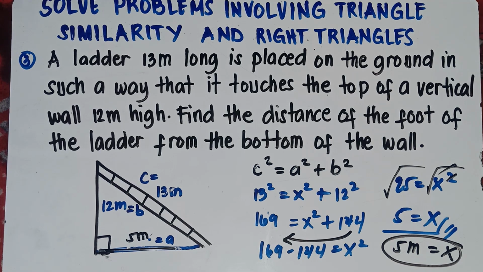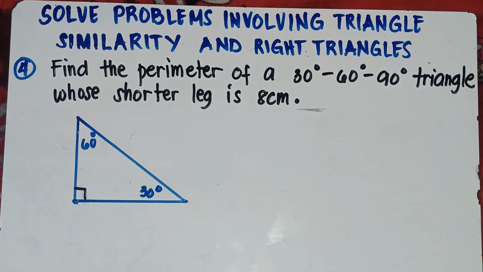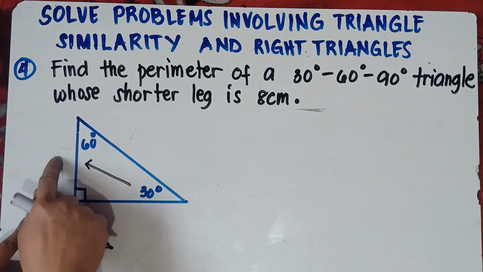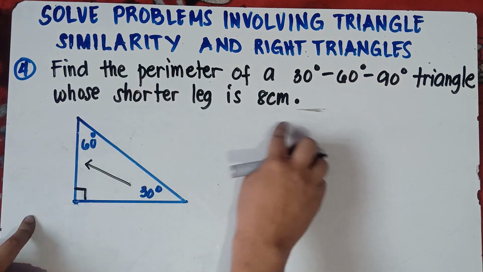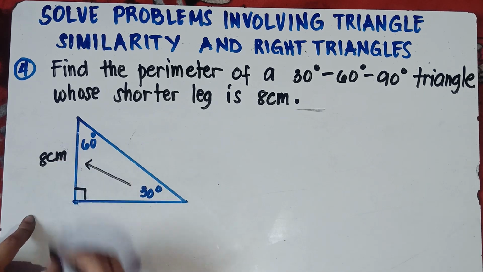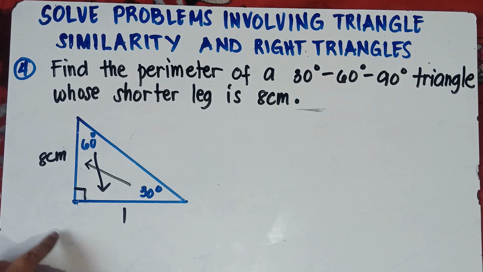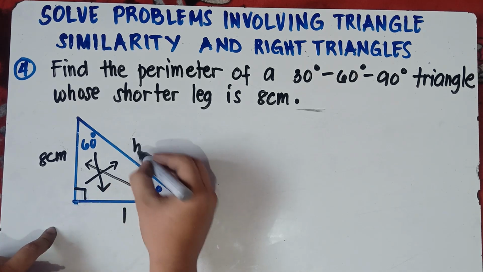So let's try the last example, class, number 4. Find the perimeter of a 30-60-90 triangle whose shorter leg is 8 centimeters. So you have here a given right triangle, and we have 30 degrees, 60 degrees. Once again, where to locate the shorter leg? The shorter leg, class, is opposite this angle, 30 degrees. So opposite this angle, 30 degrees, this will be our shorter leg, and it is given. So we have 8 centimeters for the shorter leg. Therefore, opposite this 60 degrees, this will be our longer leg. And opposite 90, this will be our hypotenuse.